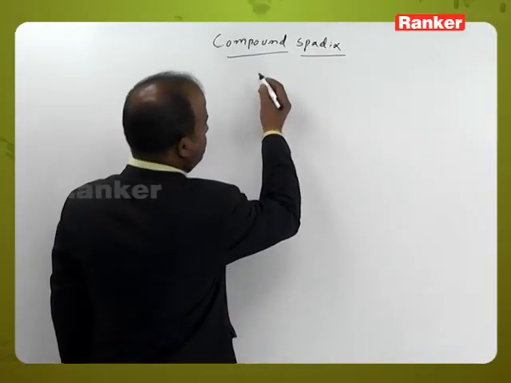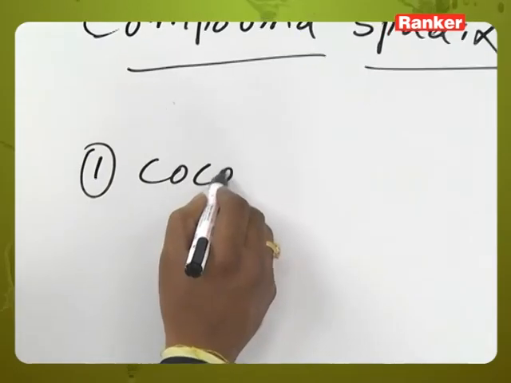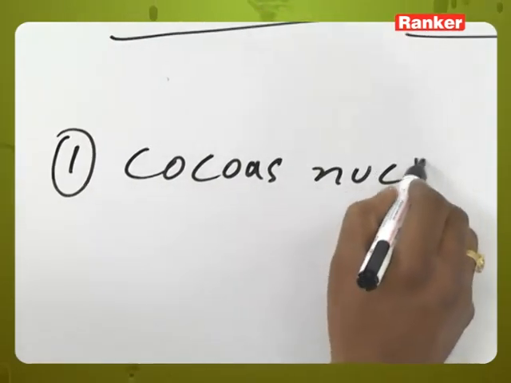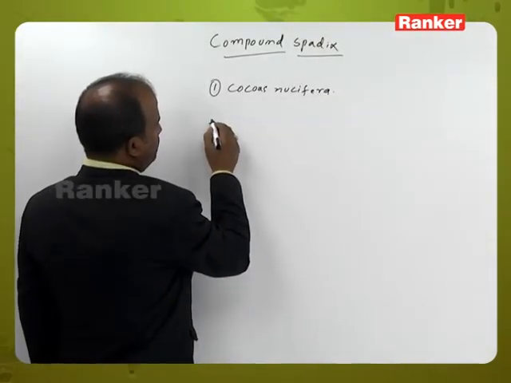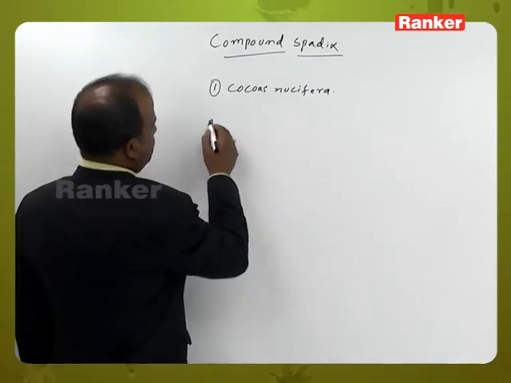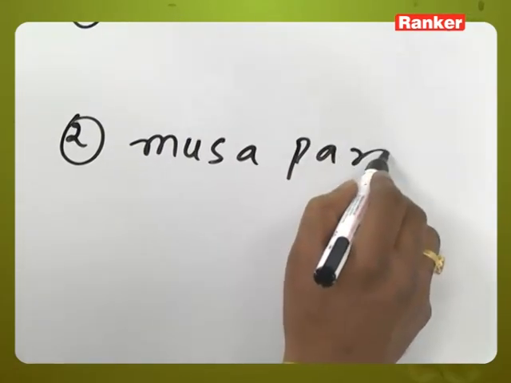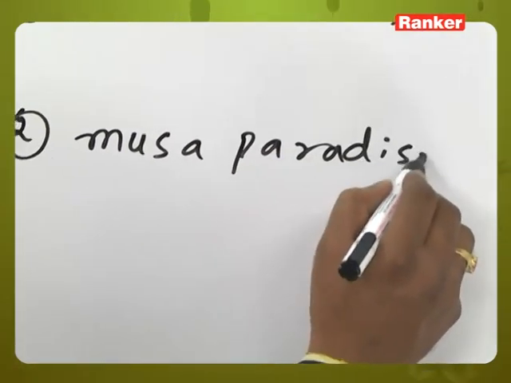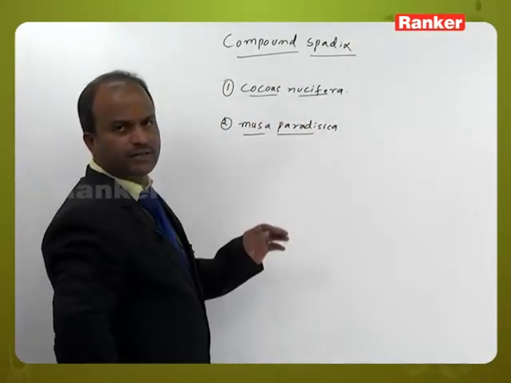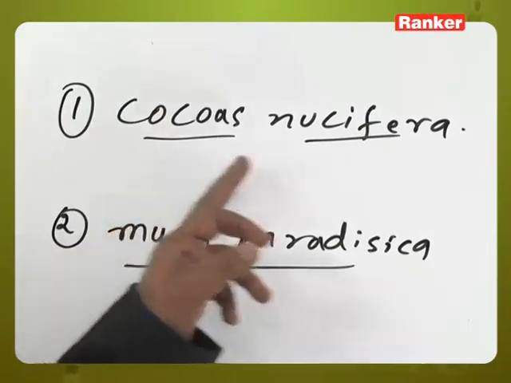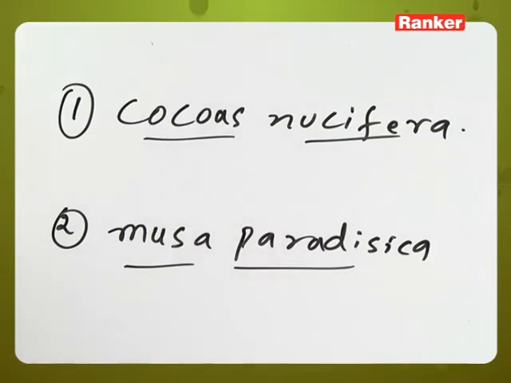Compound Spadix. Examples for compound Spadix. One is Cocos nucifera, and the second one is Musa paradisica. So for compound Spadix, here it shows two examples: one example is Cocos nucifera, and another example is Musa paradisica.